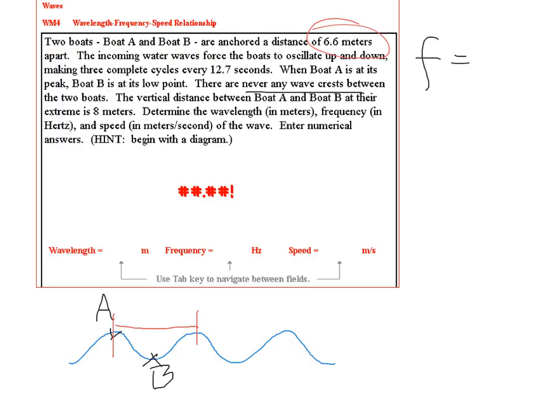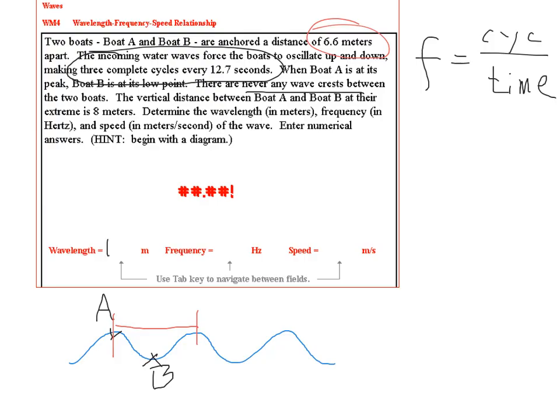So if you look at what we have here, 3 complete cycles in 12.7 seconds. So the number of waves in 1 second is much smaller than 3. So what we would look for is the number of cycles, I'm going to abbreviate there, over the amount of time that those number of cycles takes. Cycles per time. So we divide those numbers and we'll get the frequency.